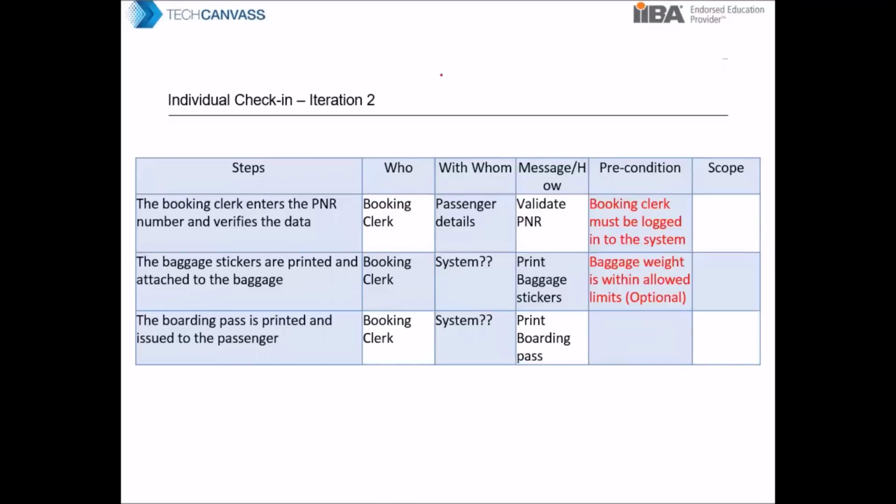By doing that, what we are left with is actually these steps with these two preconditions and optional status. What are these preconditions? 1, the booking clerk must be logged in, and 2, the baggage weight is within the allowed limits.